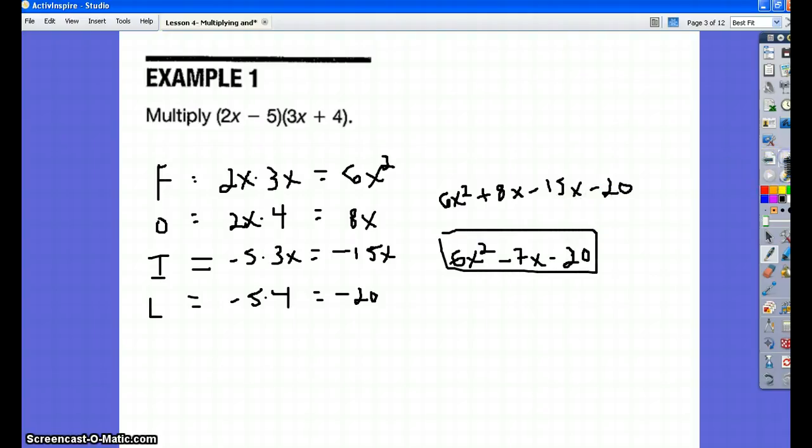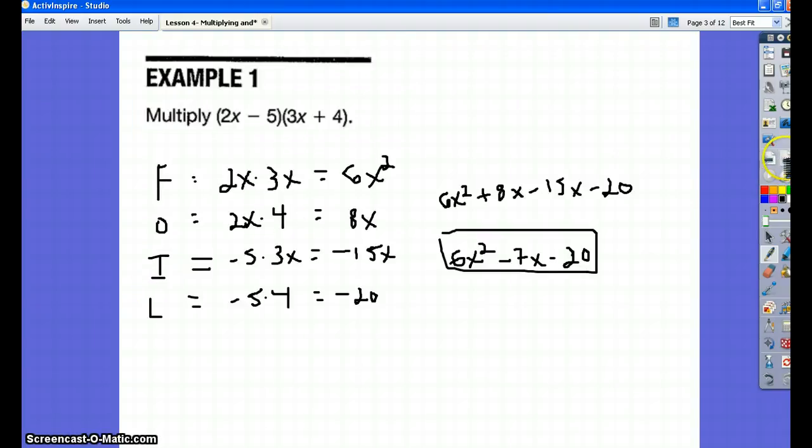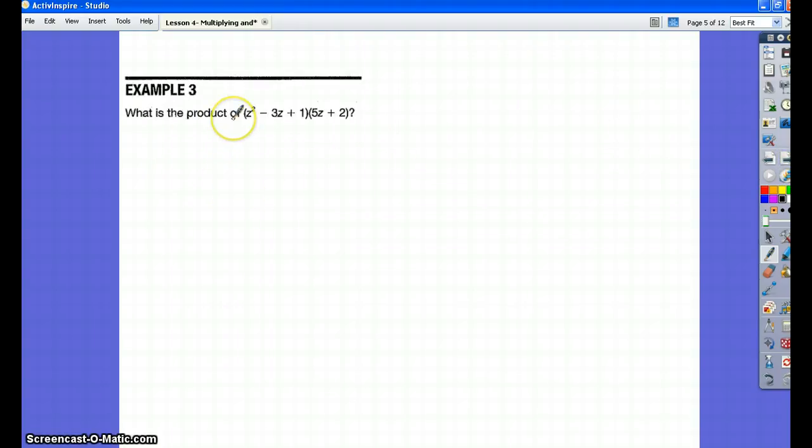So fairly straightforward. The next one, same process, so we're going to do FOIL. F, O, I. That is the same example. I'm not sure why I did the same example twice, but you just do that one the same way that we did this one. Let's look at one more. So this one's a little different because this is a trinomial, right? So it's 3 terms times a binomial, 2 terms.